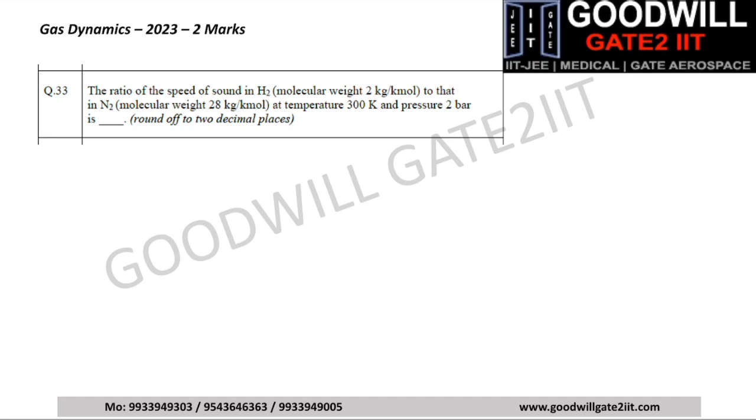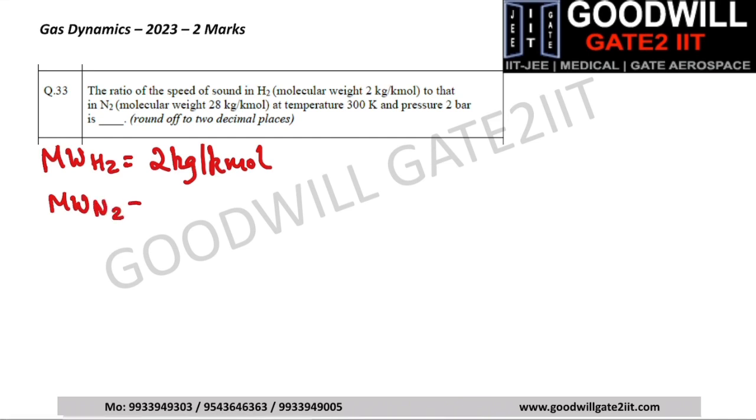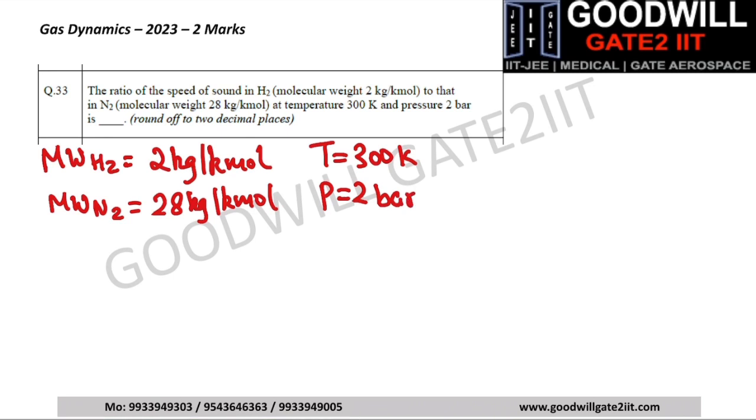The ratio of the speed of sound in hydrogen to that in nitrogen at temperature 300 Kelvin and pressure 2 bar is. So first of all, let's write down the given data. We've been given that the molecular weight of hydrogen is 2 kg per kilomole. The molecular weight of nitrogen is 28 kg per kilomole. The temperature of the gases is 300 Kelvin and the pressure is 2 bar. What we need to find is the speed of sound of hydrogen to that of nitrogen.